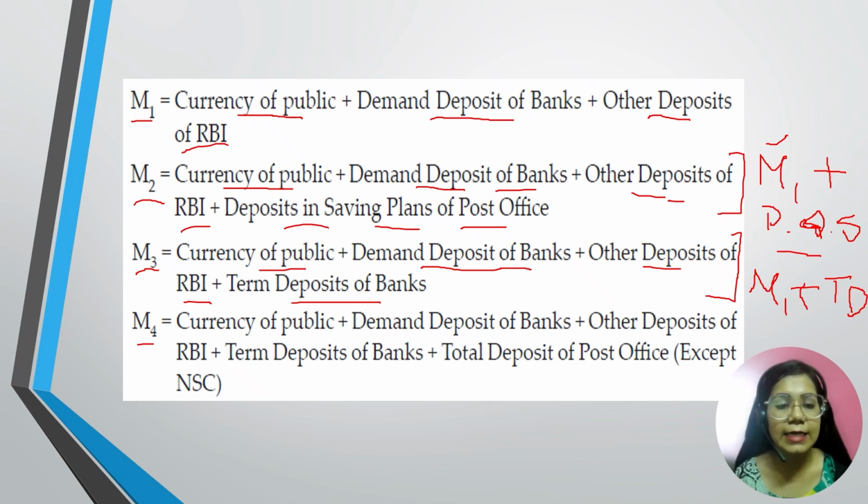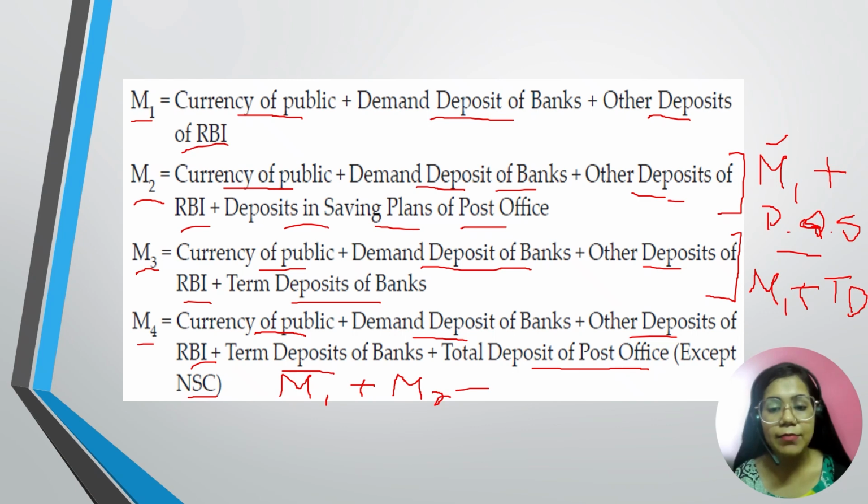Now let's see the last aggregate, which is M4. M4 included currency of the public plus demand deposits of bank plus other deposits of RBI plus the term deposits of bank plus the total deposit of post office except the NSC. So we can see that M4 includes M1, it also includes M2, it also includes M3 and also all other deposits of post office. So plus other deposits, because this time we have said total deposits, not deposits in saving plans. So other deposits of post office.